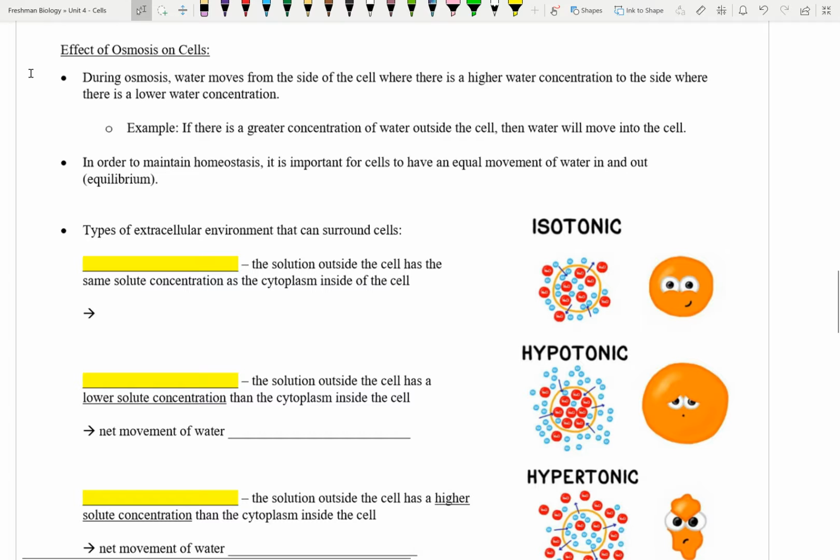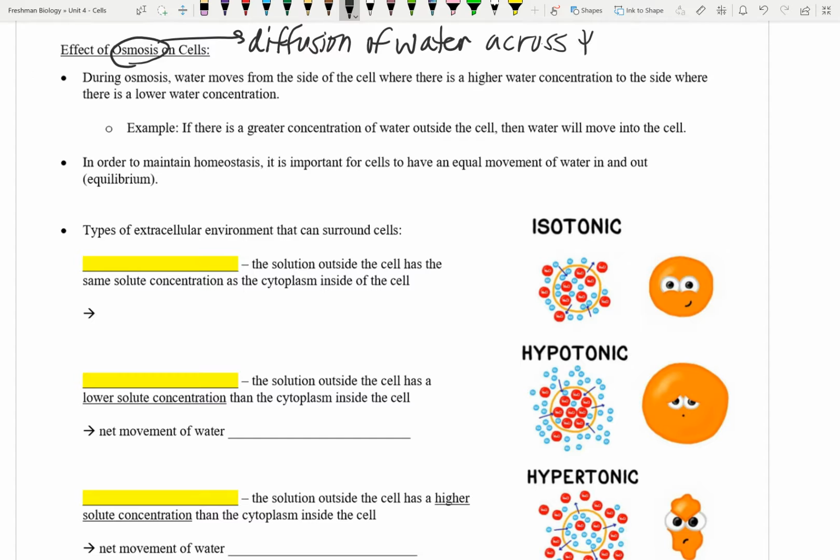In this video, I'm going to talk about osmosis, and we're going to think about the different effects that osmosis has on cells. So let's remember what osmosis is: the diffusion of water across the cell membrane. Basically, we're just thinking about water moving from the side of the cell where there's a greater concentration of water to the side where there's a lower concentration of water.